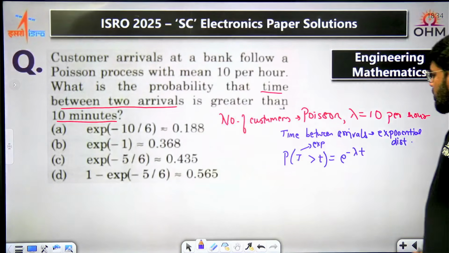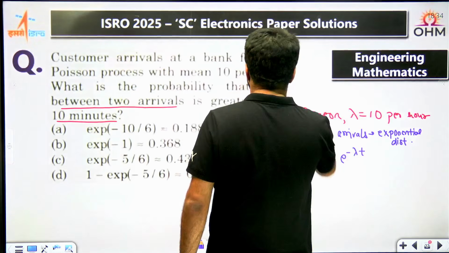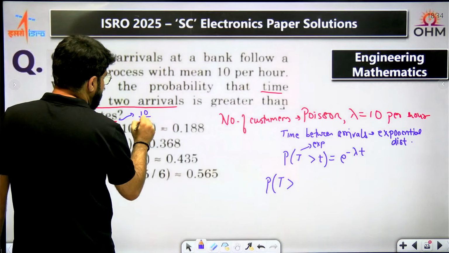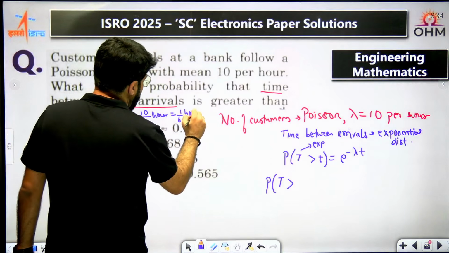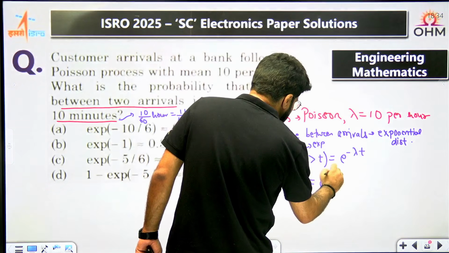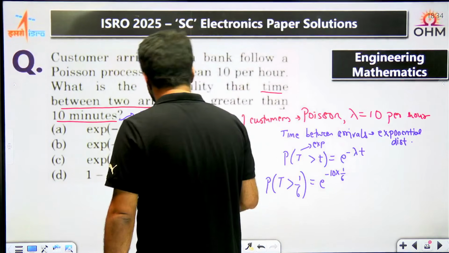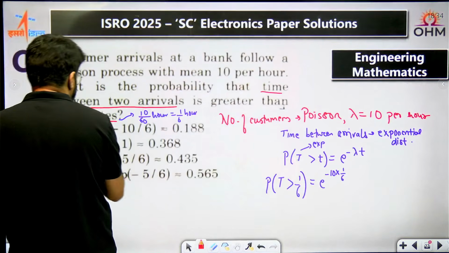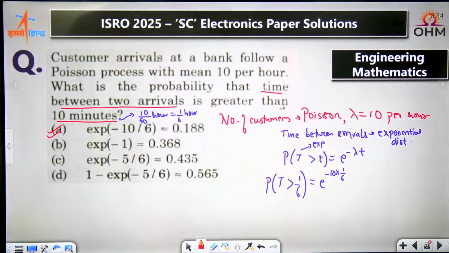Now the question is what is the probability that the time is greater than 10 minutes. This lambda is per hour, so if I convert 10 minutes, it becomes 10 by 60 hour, that is 1 by 6 of an hour. So I want T greater than 1 by 6, so that will be e raised to the power minus lambda t. Lambda is 10, t is 1 by 6, so e power minus 10 by 6. That is what it is. They wanted this expression. Option A, e power minus 10 by 6.